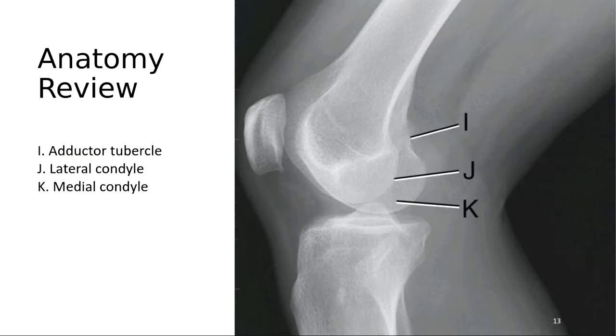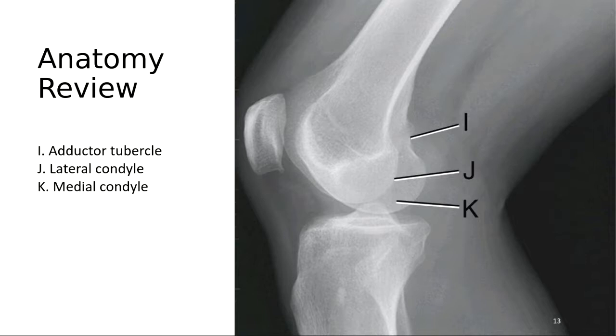Okay, they're kind of pointing out, comes out just like this. Adductor tubercle comes down and then up like that, little bump on there. All right, that's important. That adductor tubercle is actually on the medial condyle. And then J, you've got the lateral condyle. K is the medial condyle.